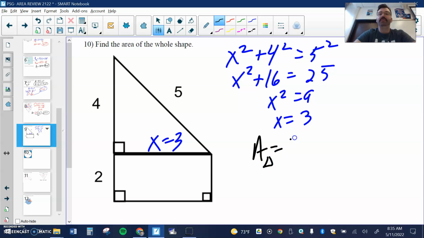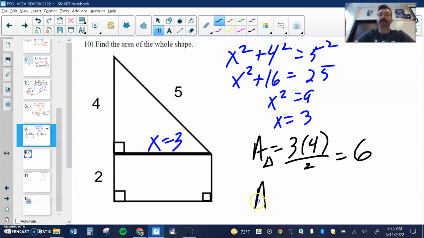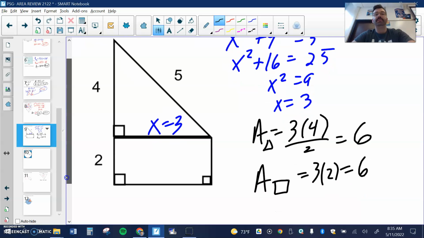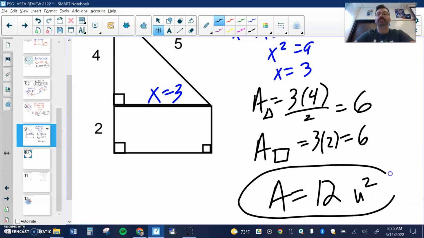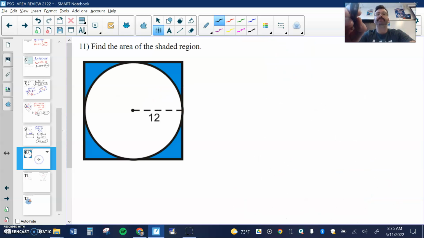So the area of the triangle is base times height divided by 2. So 3 times 4 over 2. 3 times 4 is 12. 12 divided by 2 is 6. Area of the rectangle is just 3 times 2, which is also 6. So the total area is 12 units squared. I like those problems.